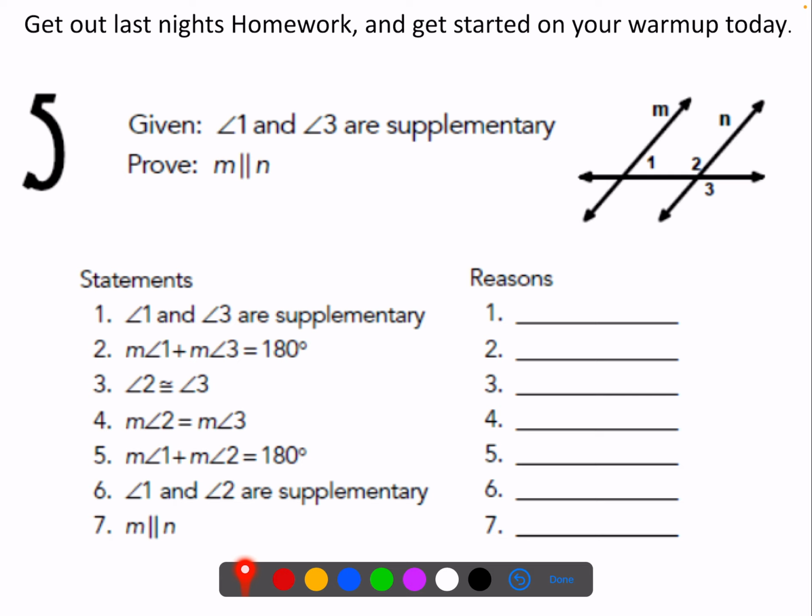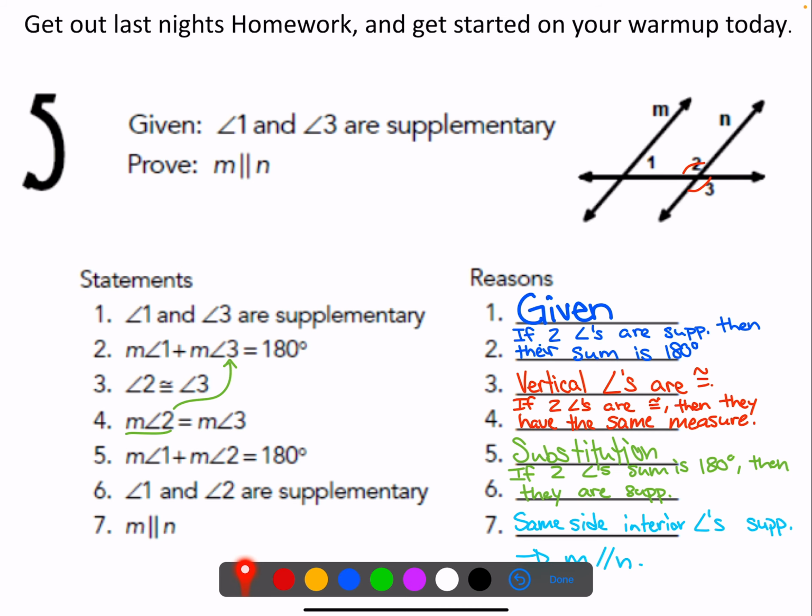So to get started, our first reason should be given, because they tell us angle 1 and angle 3 are supplementary. That is a given statement. So we can just write given. From here, angle 1 plus angle 3 is equal to 180 degrees. The reason that we can say this is because if two angles are supplementary, again, I'm taking that from my previous statement, then their sum is 180 degrees, taken from my current statement. So if two angles are supplementary, then we know their sum is 180 degrees.